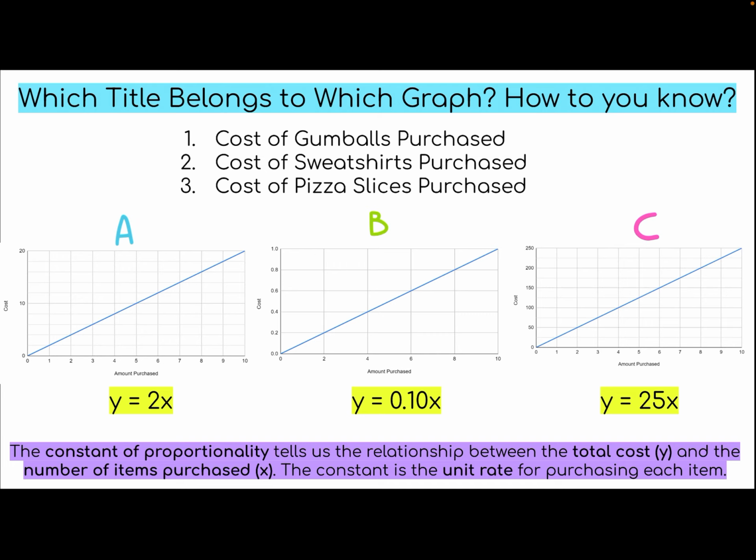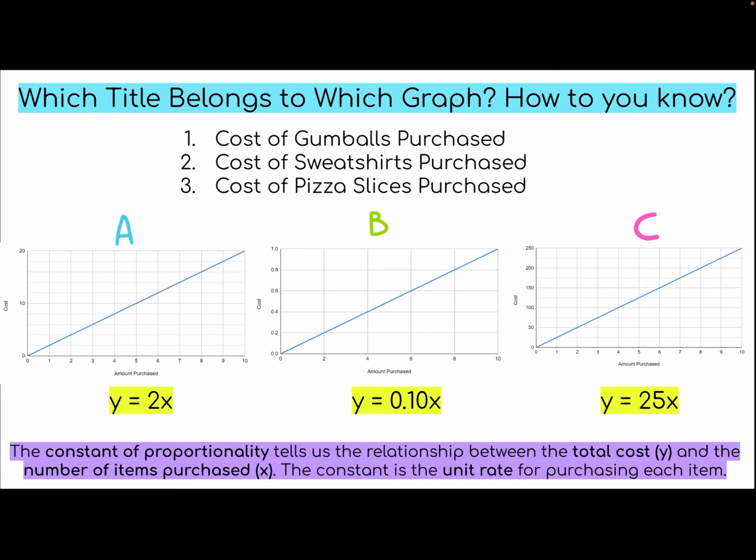Okay, I see that the cost of gumballs would be about 10 cents per gumball, so graph B makes the most sense. In Title 2, cost of sweatshirts purchased, a sweatshirt would most likely cost around $25. So graph C, y equals 25x, would be the best graph for Title 2. Then for Title 3, cost of pizza slices purchased, graph A would be the best representation because y equals 2x, or $2 per pizza.